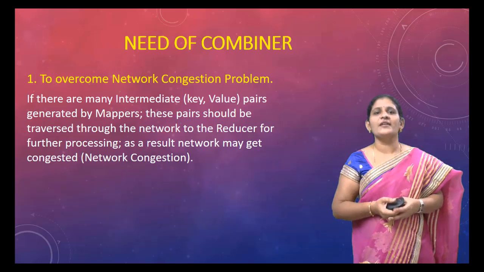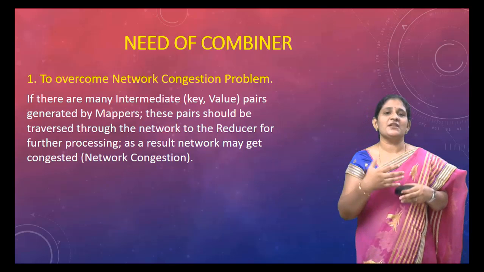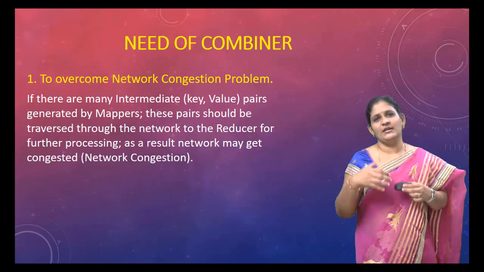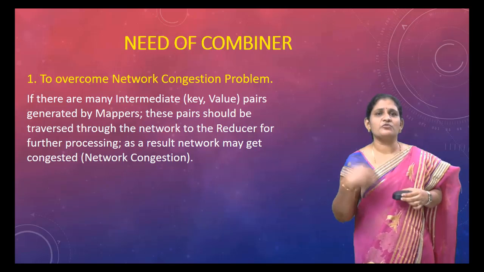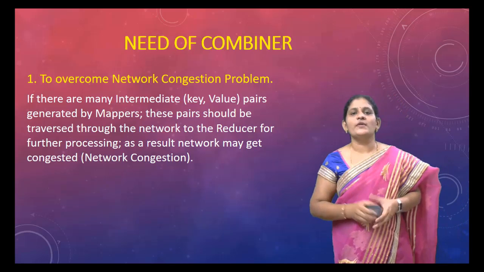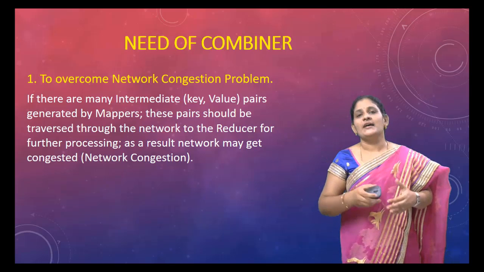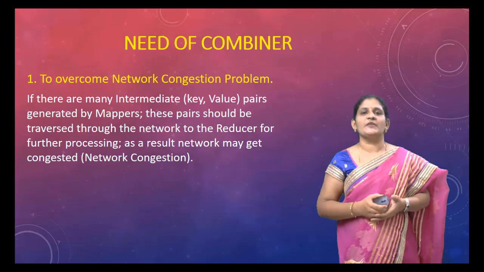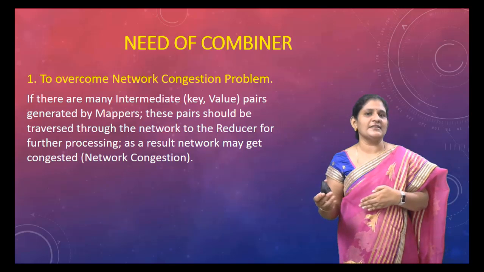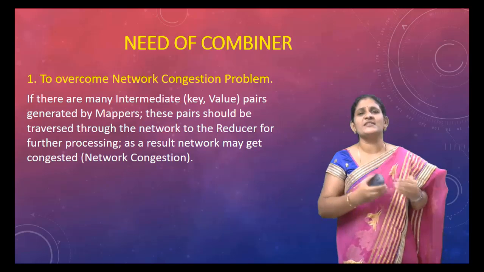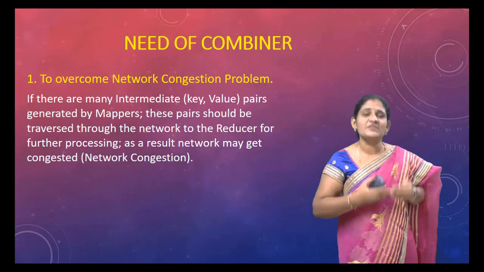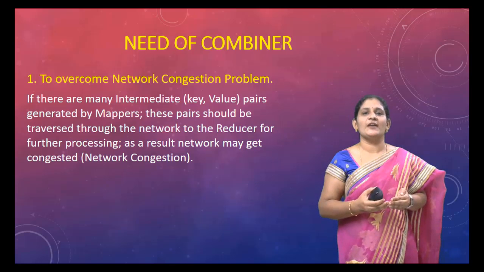there arises a problem called the network congestion problem. That much large amount of data we need to pass through the network, no? So it will take a lot of time to traverse through the network and all. So a network congestion problem may arise. To overcome that network congestion problem, we use an intermediary phase, that is the combiner. Before passing the data towards the reducer class, in between, the combiner will process the intermediate key value pairs in such a way that it will reduce the number of intermediate key value pairs.